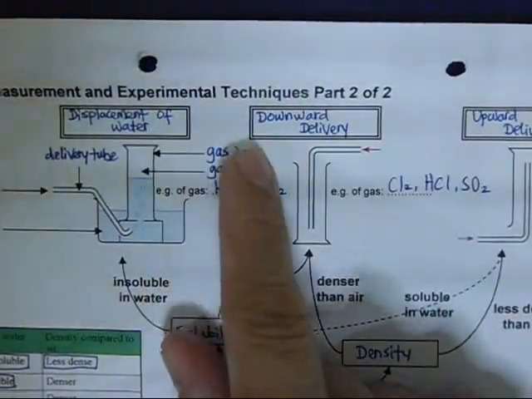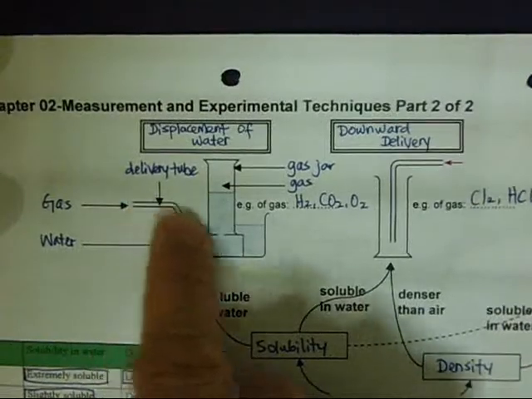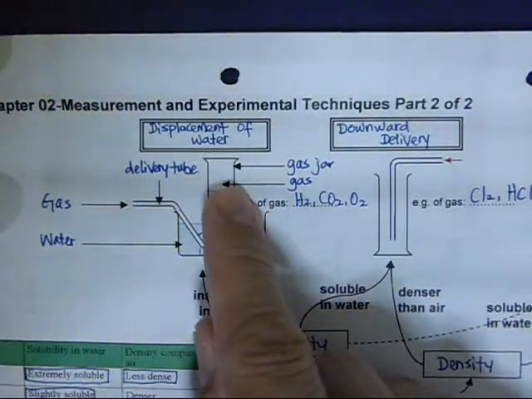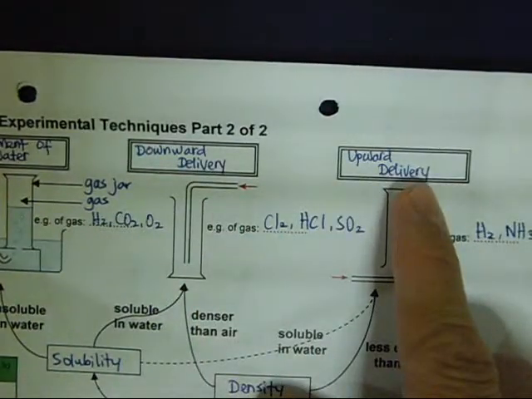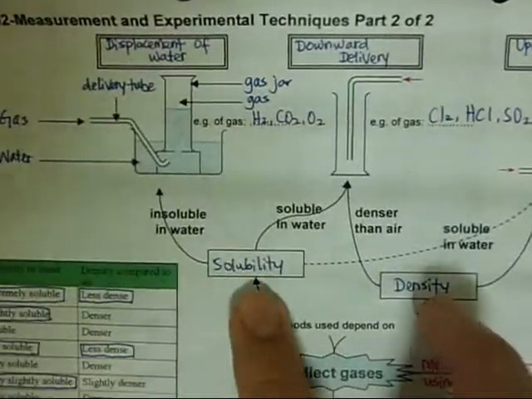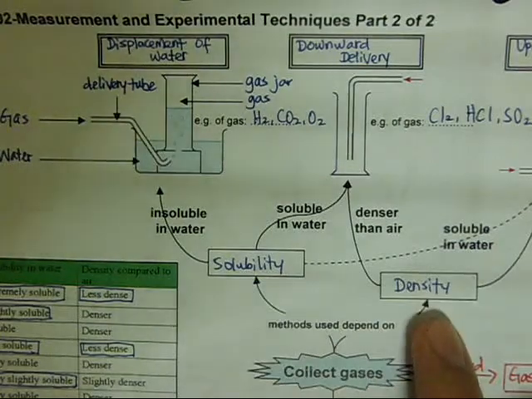Displacement of water. So basically, you collect the gas using this delivery tube, and then after that, it would force the water down. This is displacement of water. You have downward delivery, you have upward delivery. So which method to use depends on two properties of the gas. So you have to look at the solubility of the gas as well as the density of the gas.